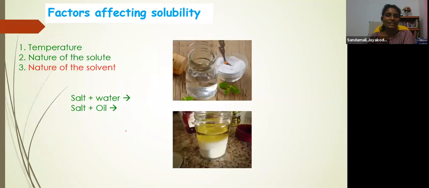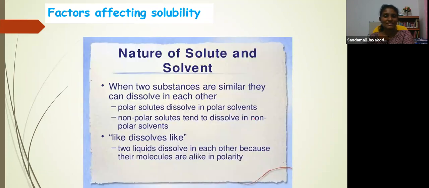Here are another few examples: salt water and salt oil. We can see they are not miscible and the layers are separated. It is given here again: like dissolves like. Polar solutes dissolve in polar solvents, and non-polar solutes tend to dissolve in non-polar solvents. Same thing we have already discussed.